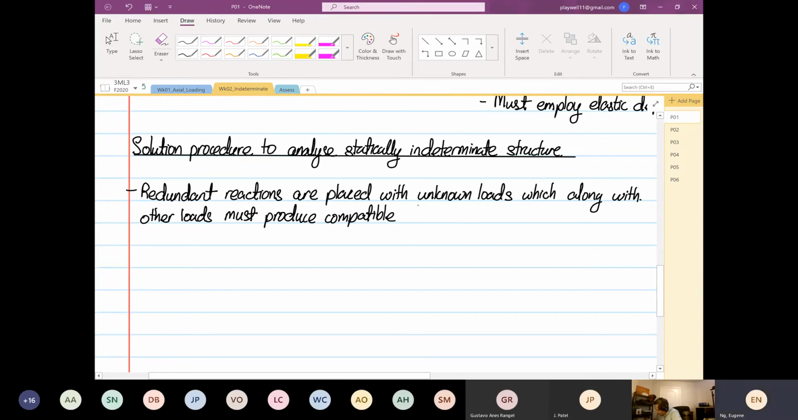Okay, deformation. So there's a lot of words. Okay, but don't worry about it. When I show you how to solve it, you will say, hey, it's not that bad, right?